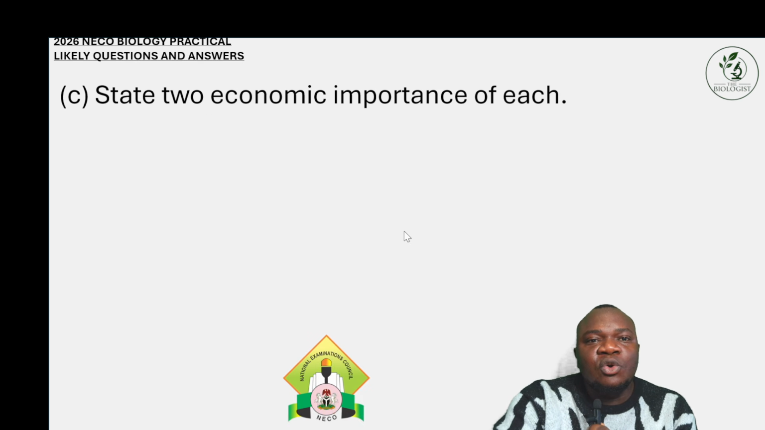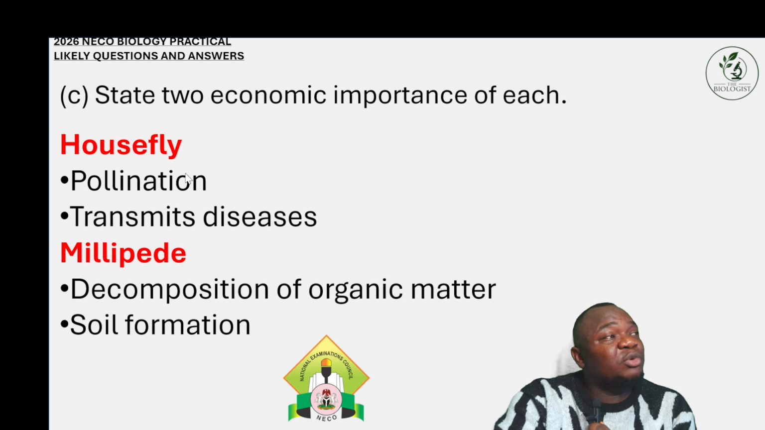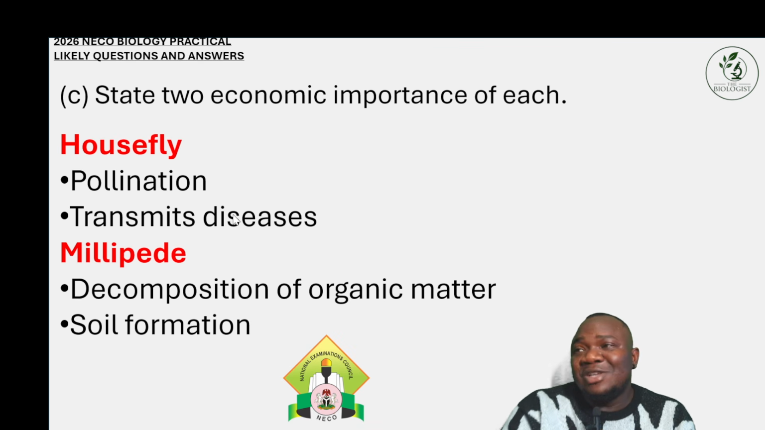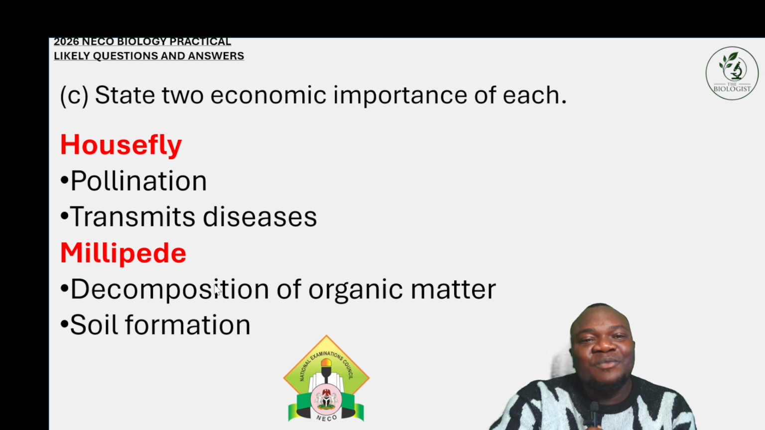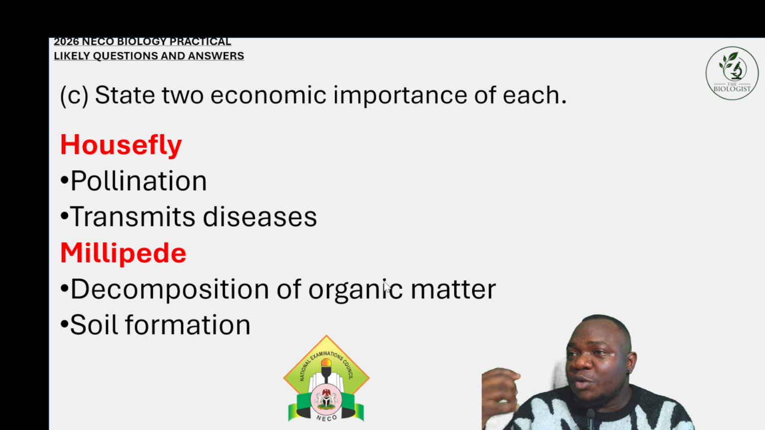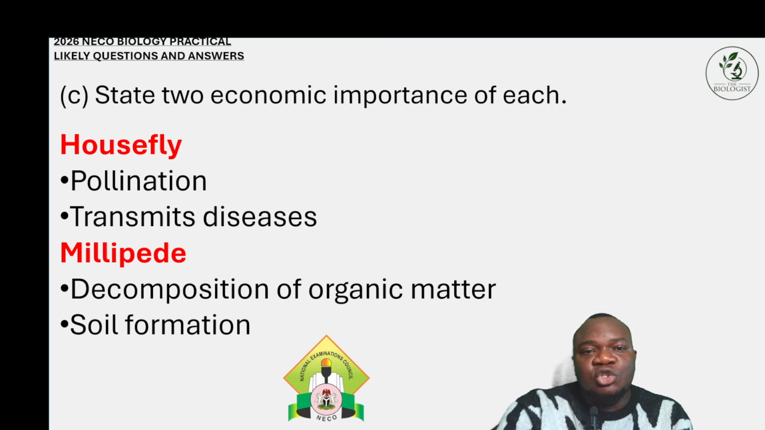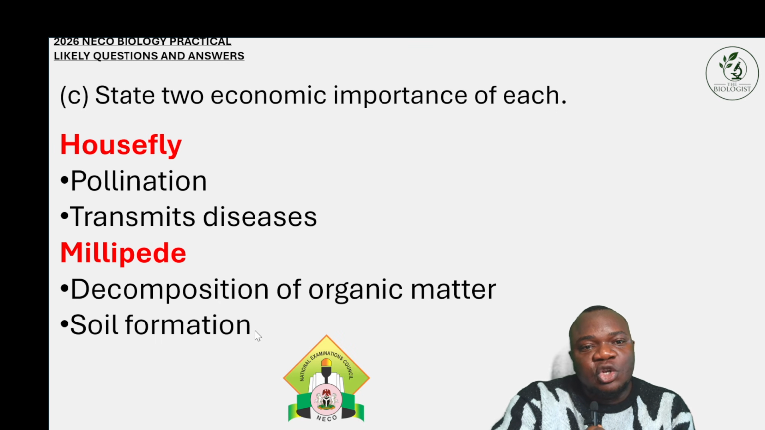Okay, so state two economic importance of each of them. Housefly help with pollination, and it's here to transmit diseases. Yeah. So millipede, they help in decomposition of organic matter. So once an organic matter, for example, leaf, falls to the soil, it tends to decompose. So millipede help to decompose it. It also helps in soil formation. So these are the economic importance of millipede.